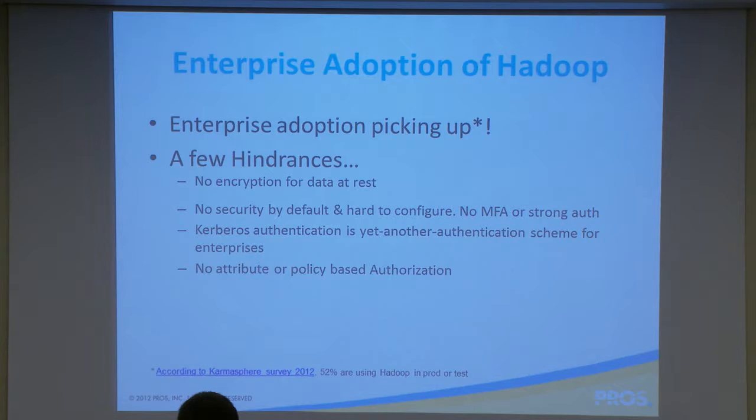There is no attribute or policy-based authorization. For example, you cannot say that user Bob can only access the big data analytics systems from 9 a.m. to 5 p.m., that that's his allowed access window. You can't do that. You can't even do it based on attributes.